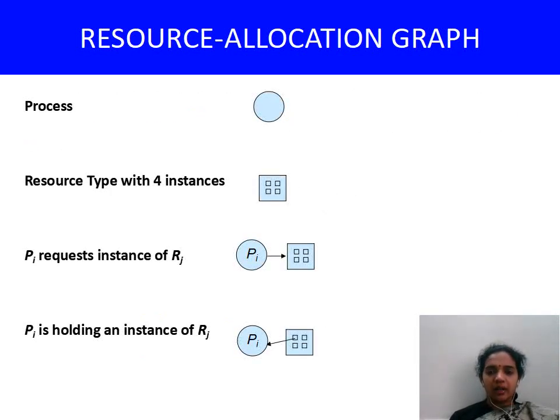In a resource allocation graph, we have to know the structure of each terminology. The first one is a process. The process is represented as a circle. The second one is a resource. Here the resource may have four instances, so we show four small squares within the large square. The third one is a process which requests an instance of the resource, so you can see the arc from process to resource. The last one is a process holding an instance of a resource, so here you can see the arc from resource to process.